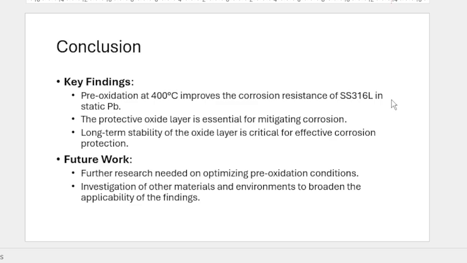Conclusion, key findings: pre-oxidation at 400 degrees C improves the corrosion resistance of SS316 in static Pb. The protective oxide layer is essential for mitigating corrosion. Long-term stability of the oxide layer is critical for effective corrosion protection. Future work: further research needed on optimizing pre-oxidation conditions, and investigation of other materials and environments to broaden the applicability of the findings. Thank you.